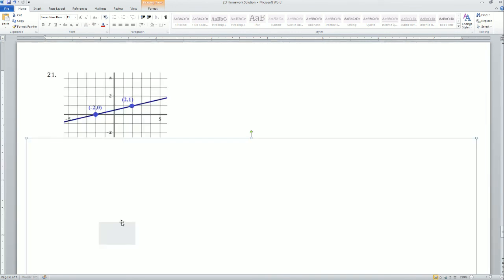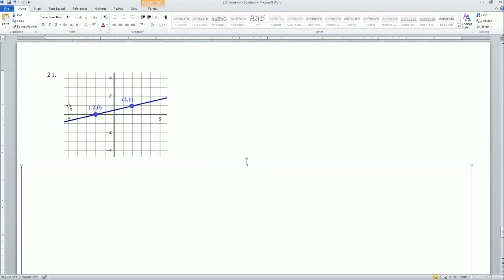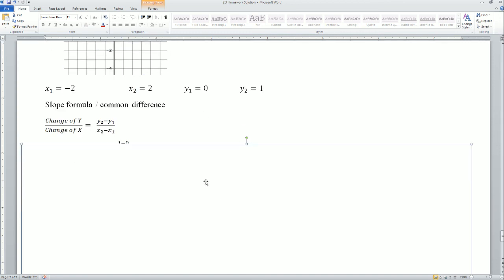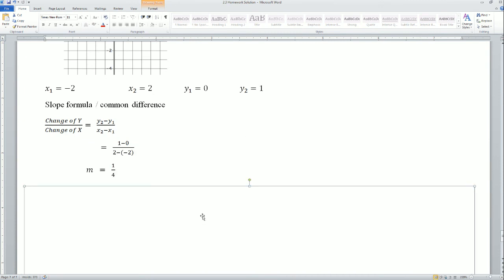Next, 21. It's in a graph. Again, you want the points, so I decided to grab two points. Make sure it's right at the intersection so you can get a whole number. I got negative 2, 0, and 2, 1. You always go left to right, okay? So the first point is negative 2 comma 0, and the second is 2 comma 1. The first x here is negative 2, the second x is 2. The first y is 0, the second y is 1. Here's the equation. Plug it in. Slope is equal to 1/4.